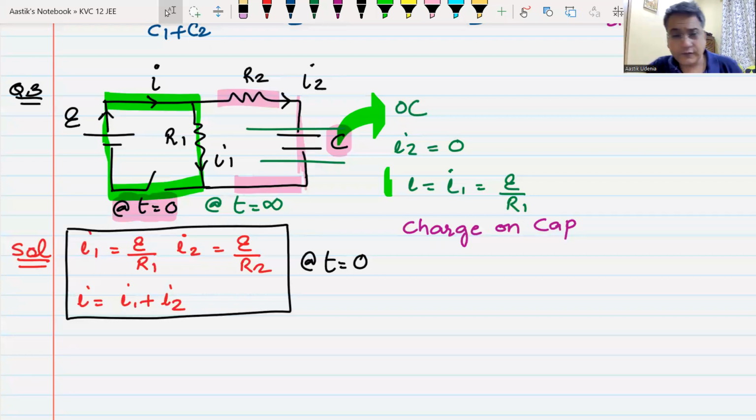So I have to find the steady state charge on the capacitor, the final charge on the capacitor, the charge on the capacitor at infinity. To find it, you have to find the potential difference between these 2 points A and B. Do we understand this?